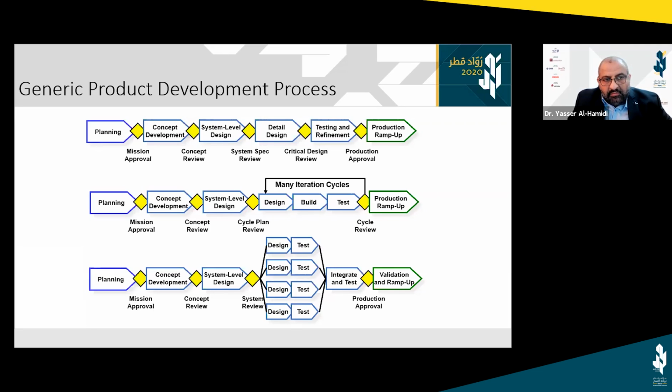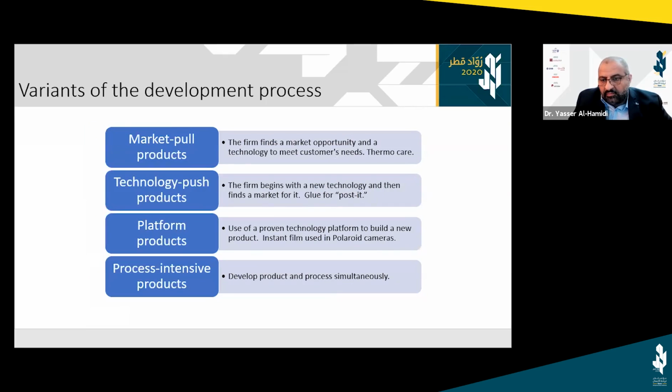So just to make sure we have 1 hour, I would like to make sure we cover all the different aspects. As I mentioned, there is a generic one. However, it really varies between different products. And these are the different products which you might think of. My talk today will be more into the technology push products.